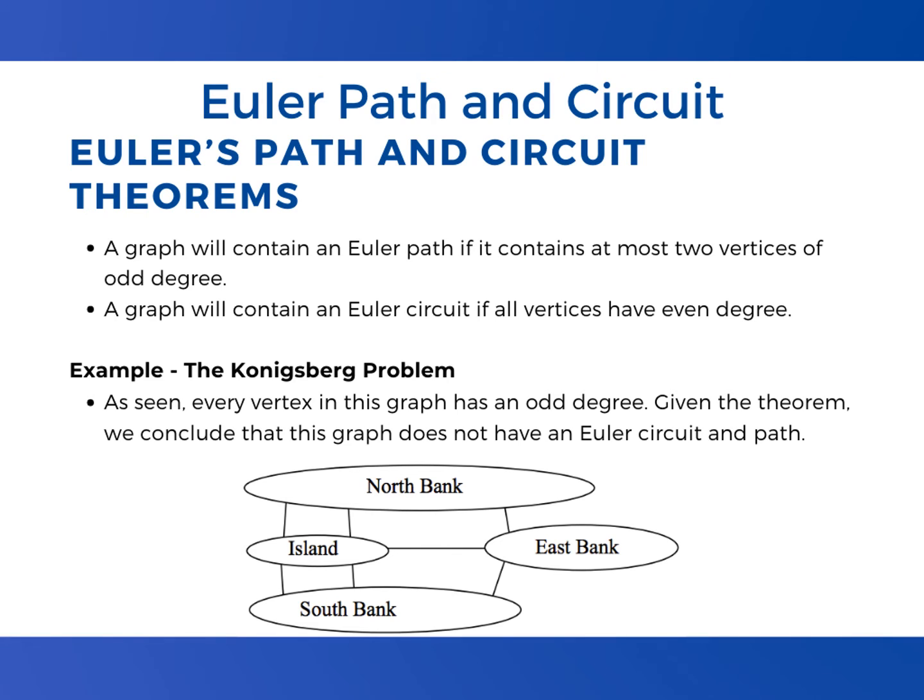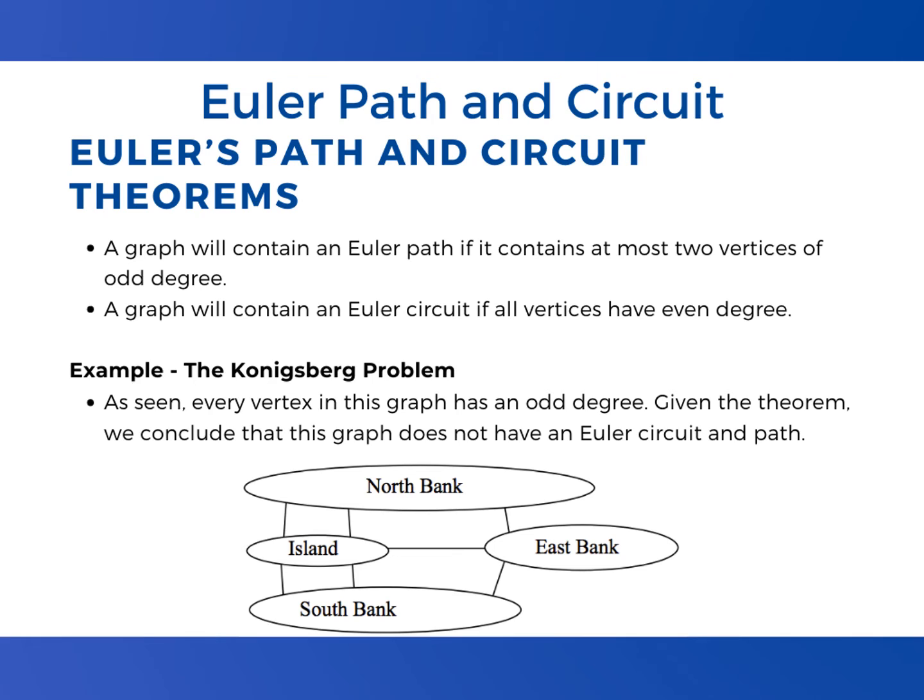Now that we know what Euler paths and circuits are, how can we identify if a graph has one? First, a graph will contain an Euler path if it contains at most two vertices of odd degree. Second, a graph will contain an Euler circuit if all vertices are of even degree. In our example, the Königsberg problem, Leonhard Euler used this concept to prove his theory.